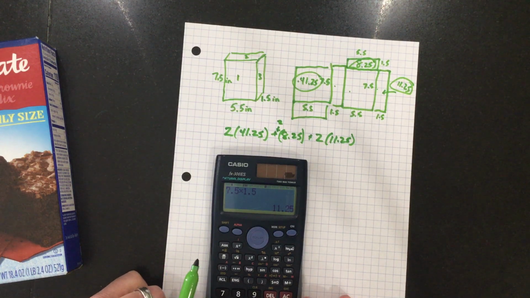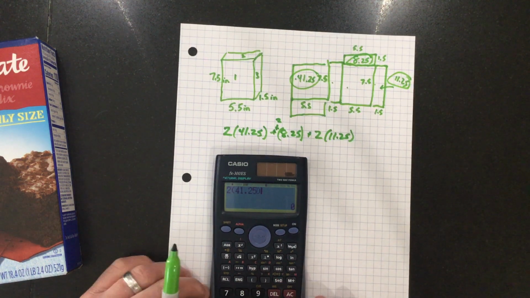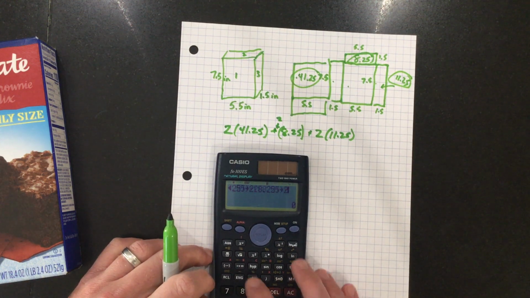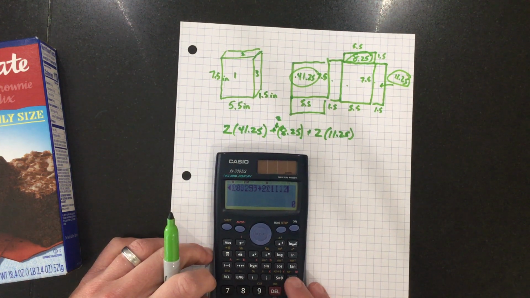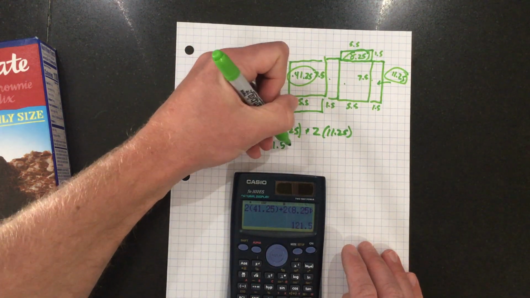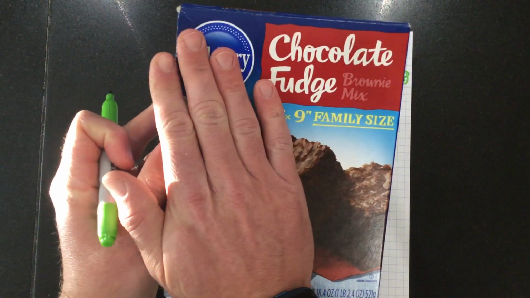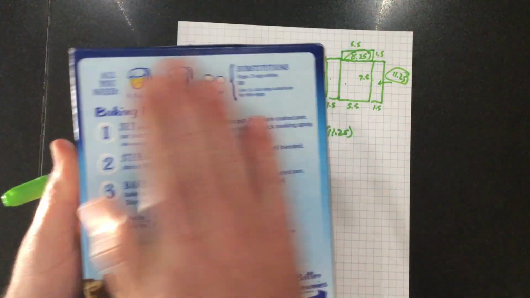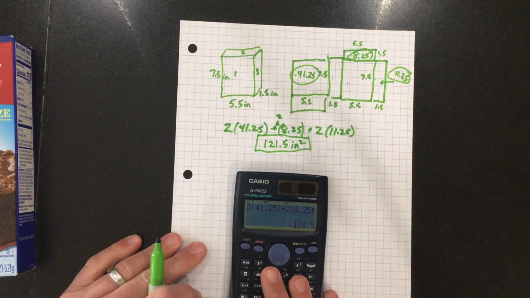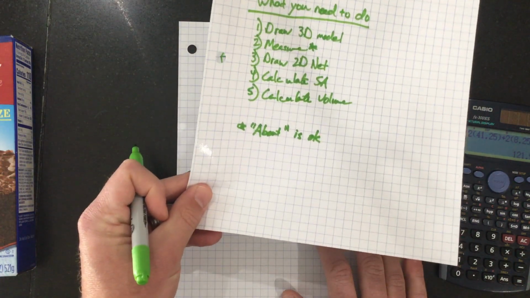Now I'll crunch all those numbers. So let's just start from scratch here. 2 times 41.25 plus 2 times 8.25 plus 2 times 11.25. And that gives me 121.5 inches squared. And that is the surface area of this shape. So if I had to cover this shape completely without overlapping anything, I need 121.5 square inches. So that's the surface area. Final step, calculate the volume.